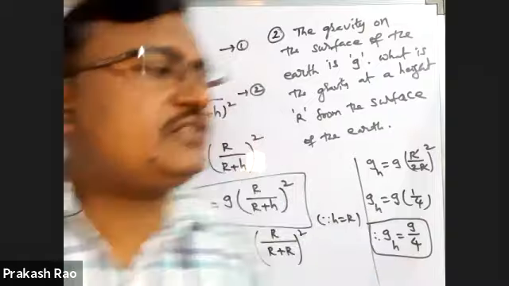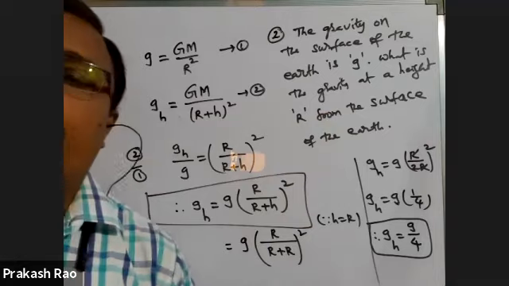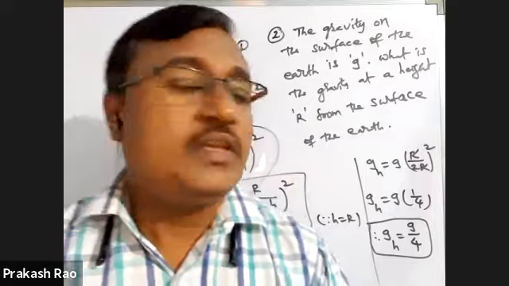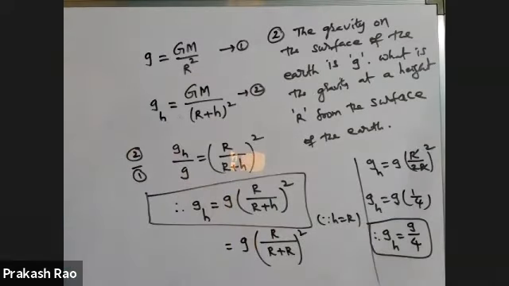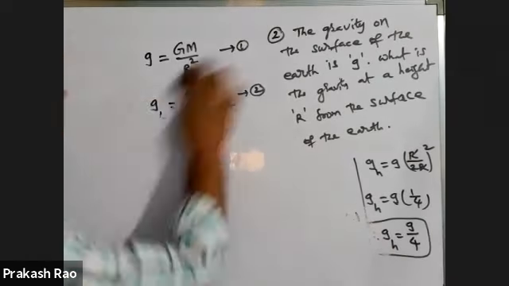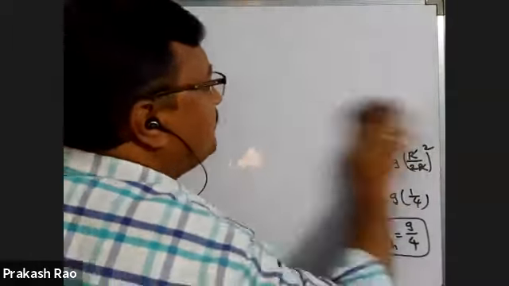You can solve all such questions using this expression, my dear students. So this is one of the very important questions, and on this model only, you will get some other problems also. But try to remember the relation between g_h and g. You know that g_h is equal to small g into R by R plus H whole square. You need to remember it, it is very important, my dear students.